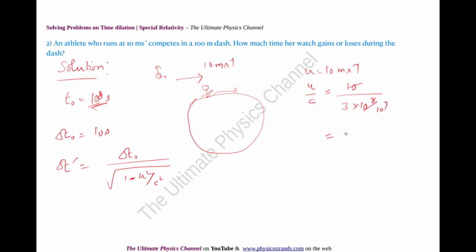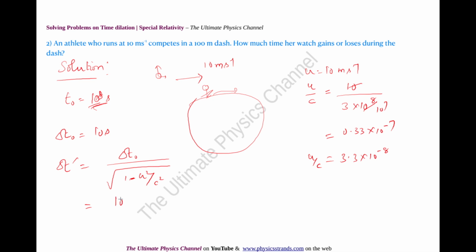So this is 1 over 3, right? So 0.233 into 10 power minus 7, or 3.3 into 10 power minus 8 is the u over c in this case. So now here, if you substitute that, one can get this, but we can expand this a different way as well.